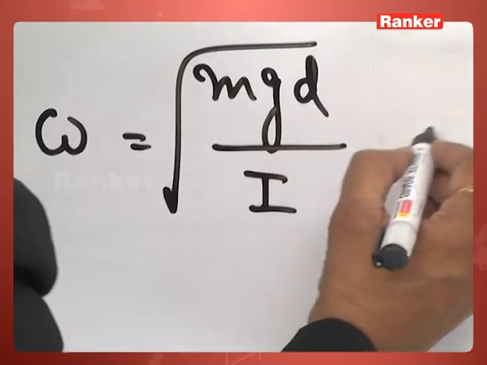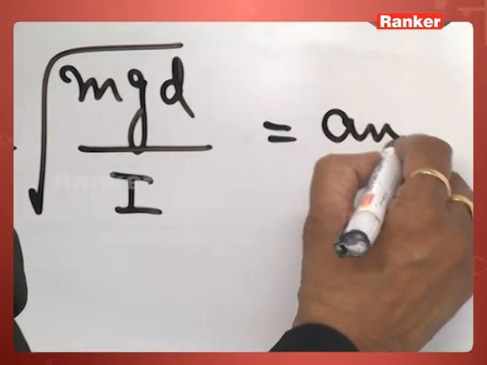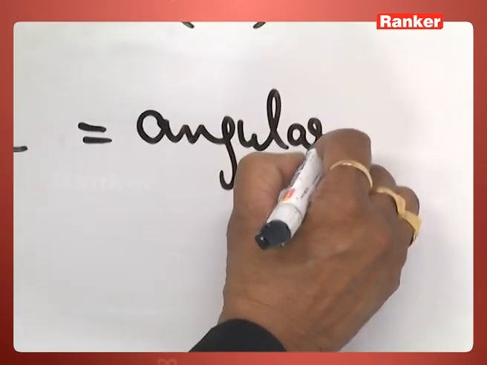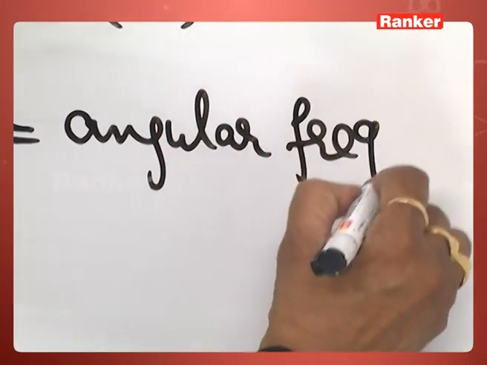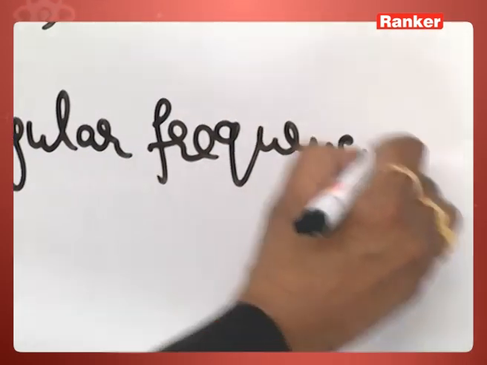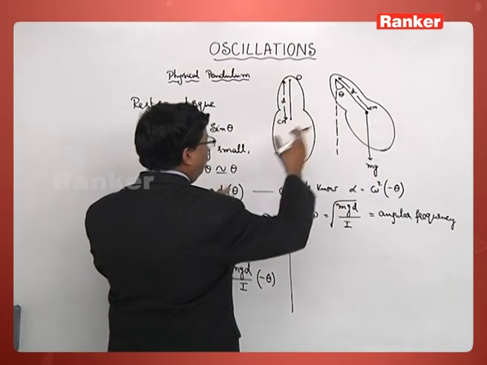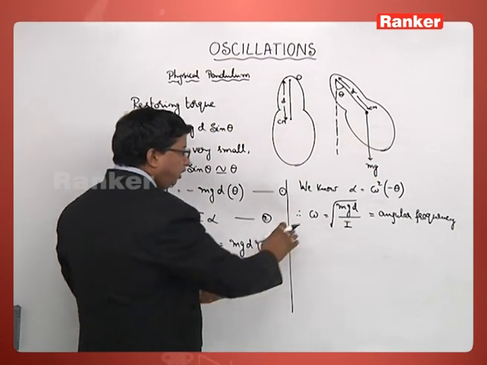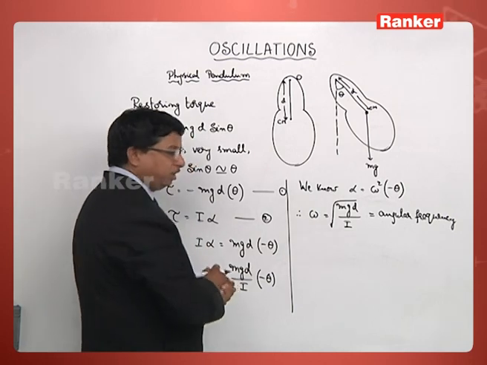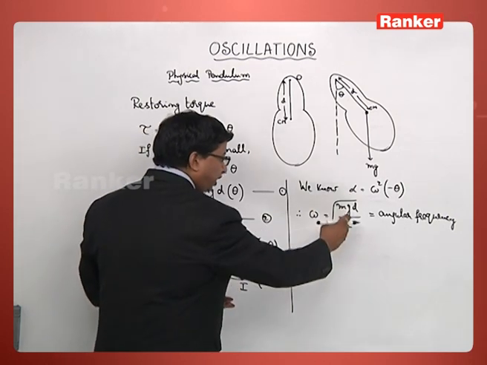What is this omega called over here? This is what we call angular frequency, the angular frequency of this physical pendulum. What is the corresponding formula for that? It is root of mg d by I.